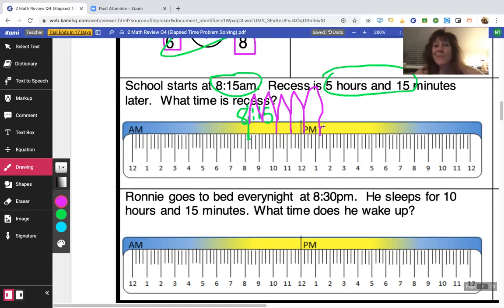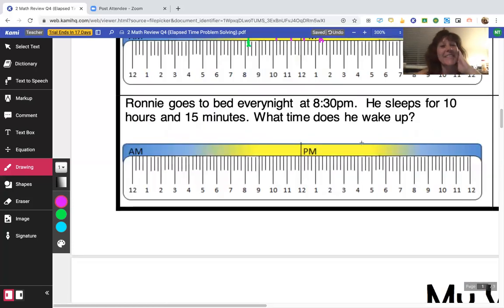Okay, so there's 5 hours, but now I got to add another 15 minutes. So 1:15 plus 15 minutes would be 1:30. And that would be 3 bumps, 3 5s. So 1:30 is what time recess is. And yeah, our recess is at 1:30. Well, it's actually at 1:20 if we are still in school. All right, let's do the next one.